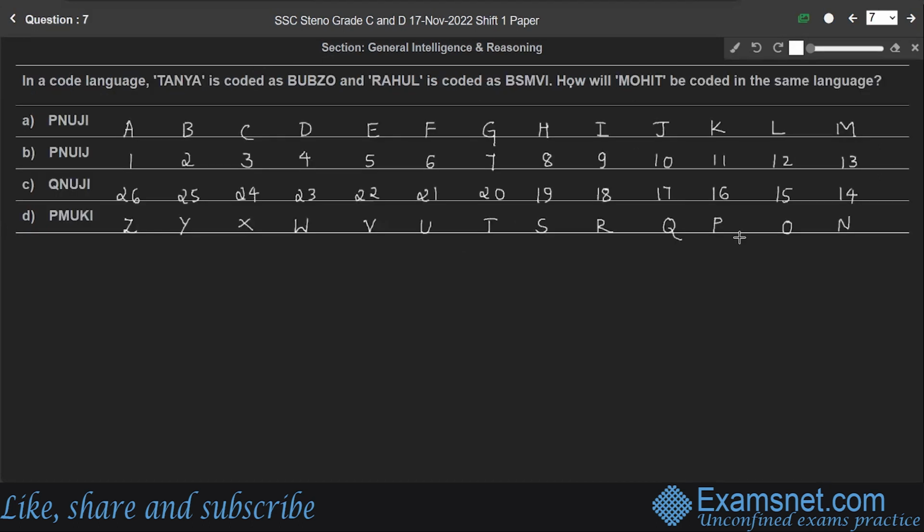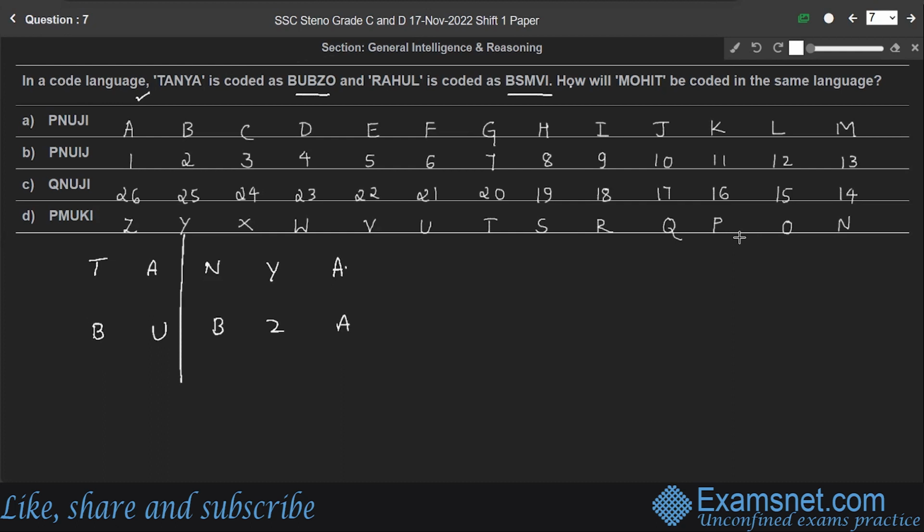Question number 7. In a code language, Tanya is coded as BUBZO, Rahul is coded as BSMVI. How will Mohit be coded in the same language? So we'll consider Tanya, TANYA, and its code is BUBZO. I'll consider the first two letters.